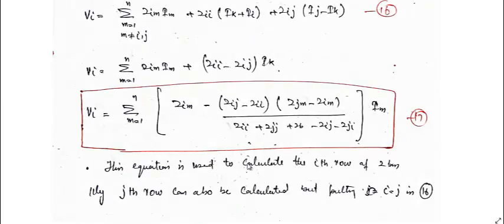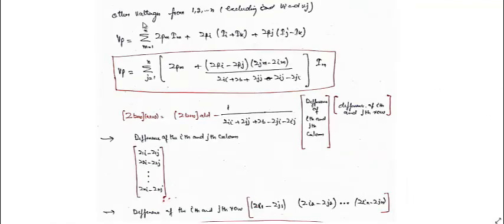Now this equation is used to calculate the ith row of the Zbus. Similarly, the jth row can also be calculated by putting p equal to j in equation 16. Now the other voltages, for 1 to n excluding Vi and Vj, can be calculated by Vp equal to summation over m from 1 to n of Zpm Im plus Zpi into (Ii plus Ik) plus Zpj into (Ij minus Ik). So it comes out similar to the earlier equation.